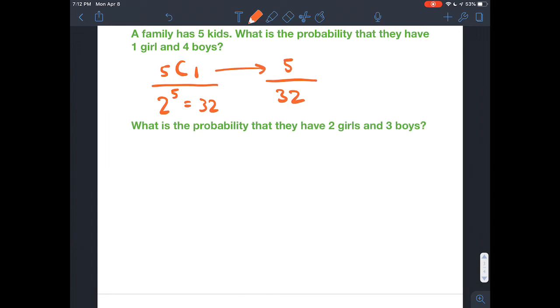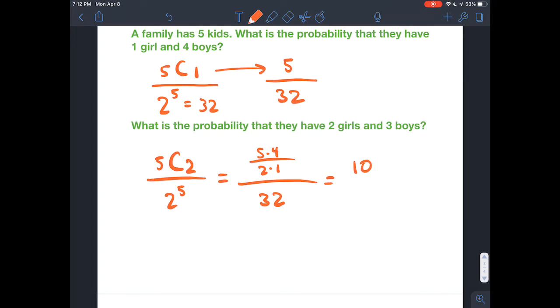Okay, so let's compare that with the probability of having 2 girls and 3 boys. Okay, so the only thing that changes here is we have a 5C2 in the numerator instead of a 5C1. Okay, and the denominator will still be 2 to the 5. Okay, so that will equal 5 times 4 over 2 times 1 on the top divided by 32. So that will equal 10 on the top divided by 32. Okay, so this is twice as likely. There are twice as many ways that you can have 2 girls and 3 boys. So the probability is actually twice as great as the previous example.